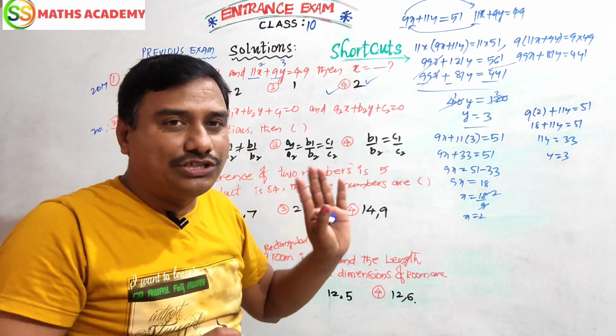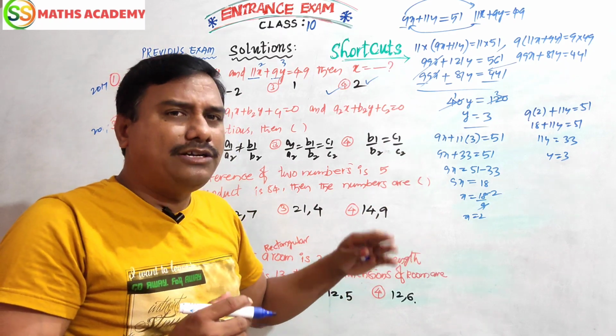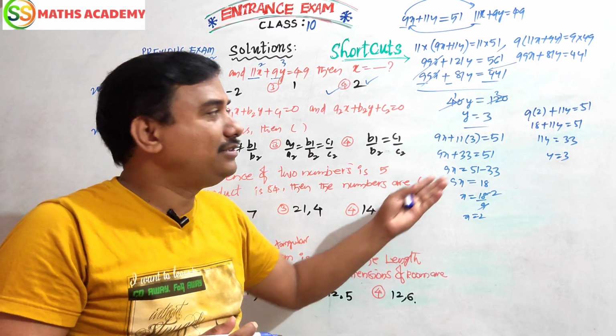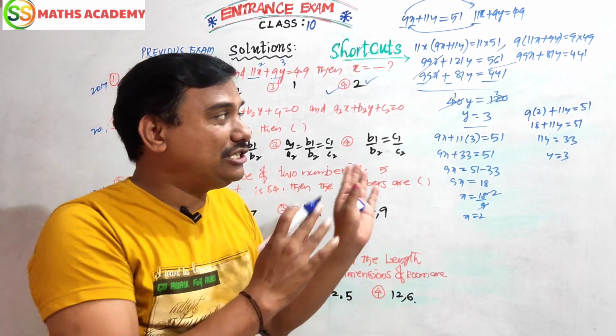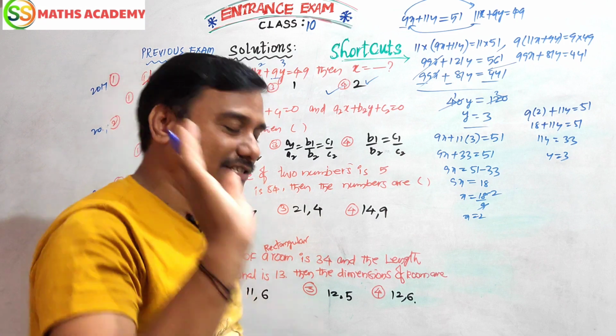No need to do this full solution. Actually it is also very easy, but it will take 2 to 3 minutes. With the shortcut, below 1 minute we can get the answer. Your choice, which is best, you can choose it, you can solve it, right?